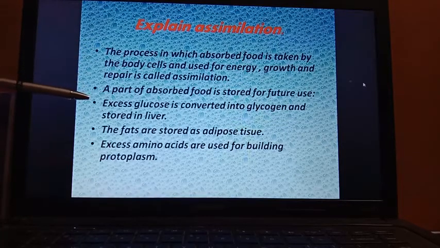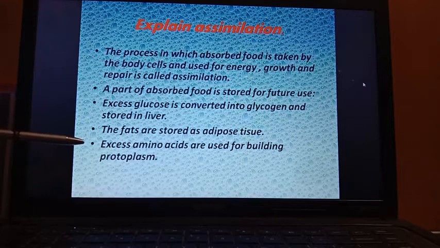How are the 3 types of food stored? Excess glucose is converted into glycogen and stored in liver. Fats are stored as adipose tissue, mainly under the skin. Then excess amino acids are used for building protoplasm. Protoplasm, you know, is inside the cell. Protoplasm is nucleus plus cytoplasm.